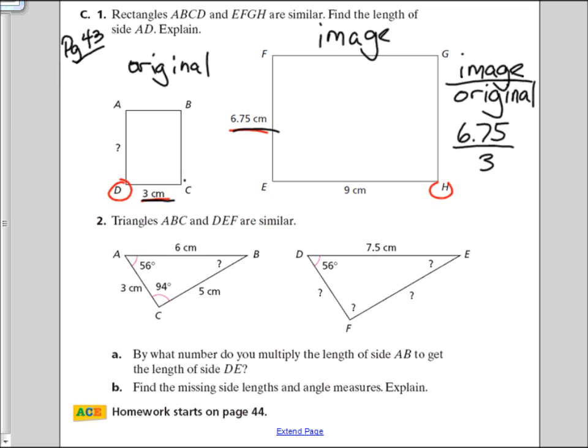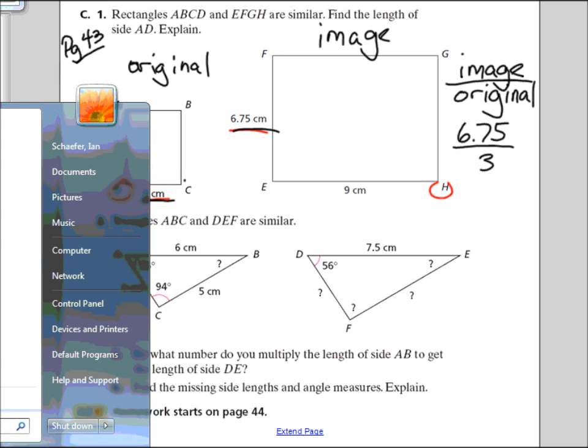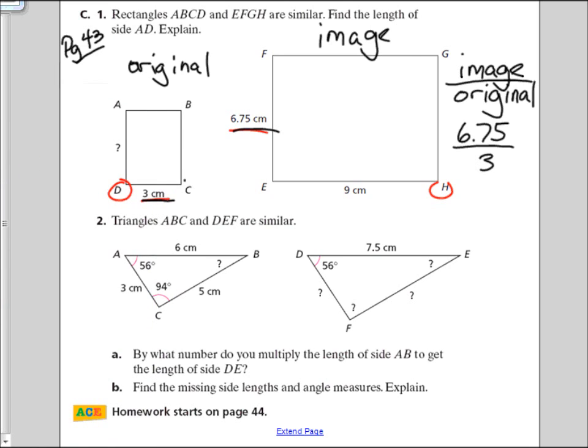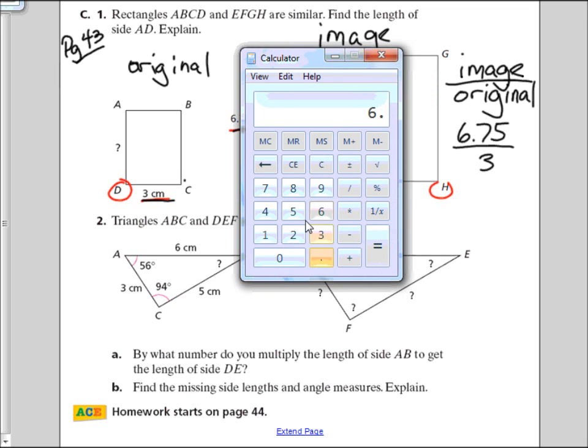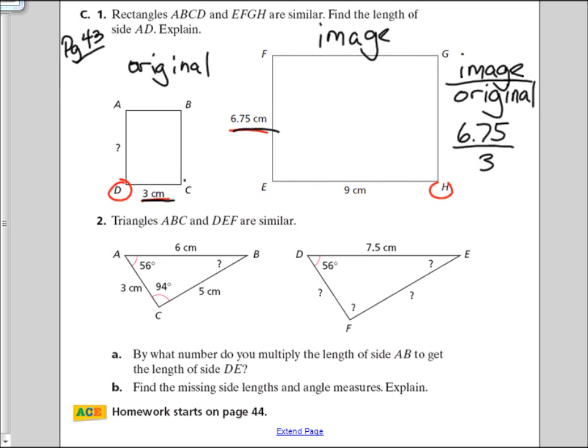Breaking my calculator out, that would look like this. There we go. Got my calculator out. 6.75 divided by 3. Going from the smaller to the larger, I have a scale factor of 2.25. I'll write that in here, scale factor of 2.25.